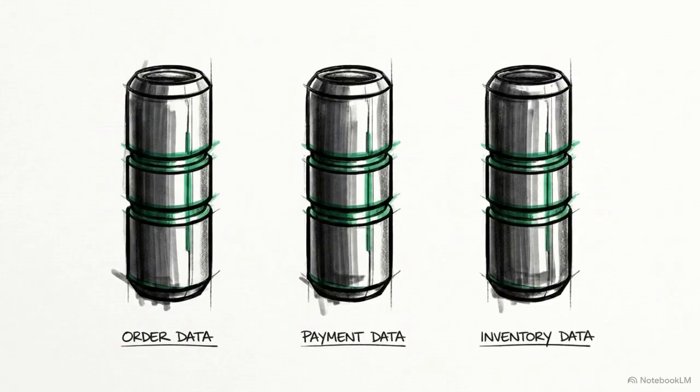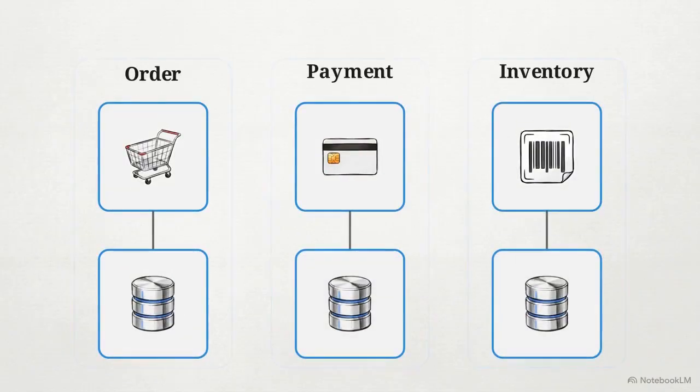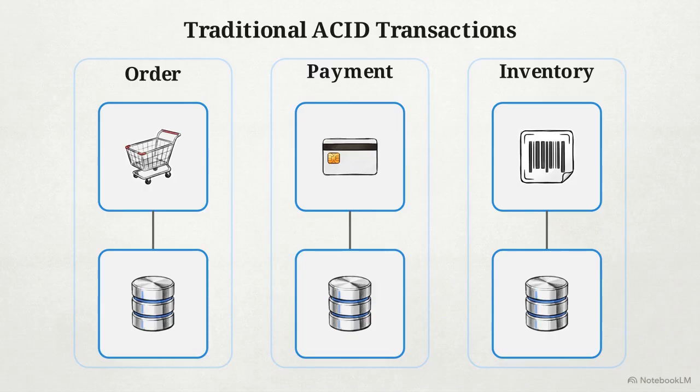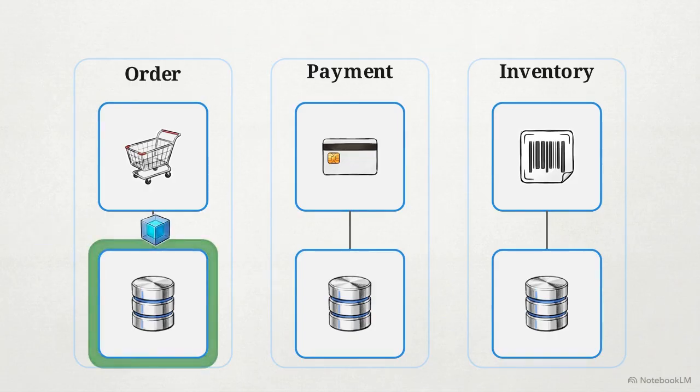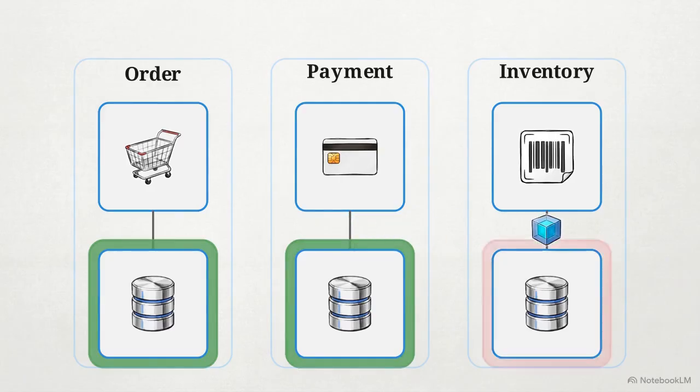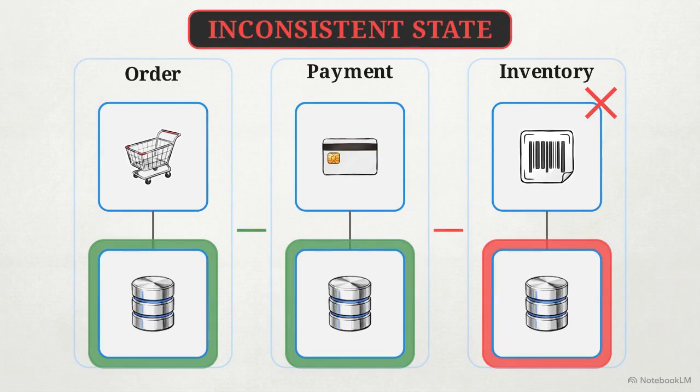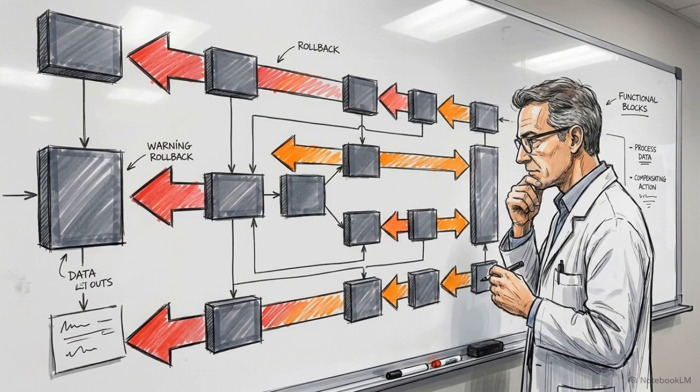For services to be truly independent, each one must exclusively own its own data. Look at these isolated stacks. Sharing a single database destroys autonomy. But with isolated databases, traditional ACID transactions are impossible. If a user places an order, order and payment pulse green, but an inventory failure flashes red, halting progression and leaving an inconsistent state. To maintain consistency in a distributed system, engineers use the saga pattern.